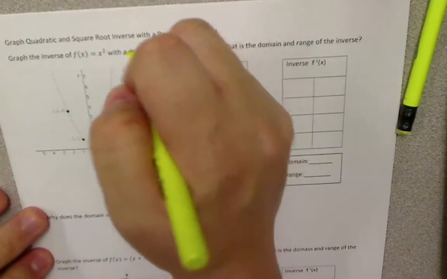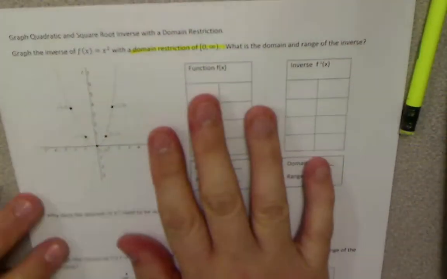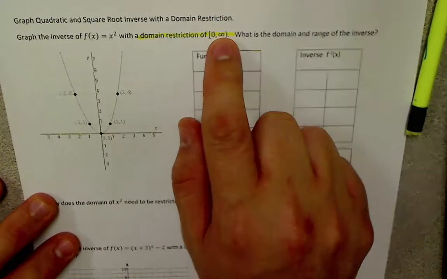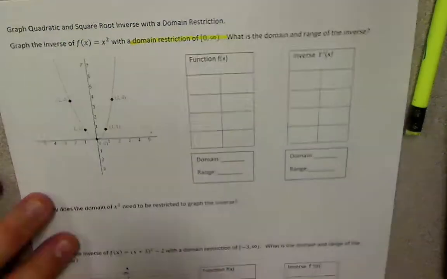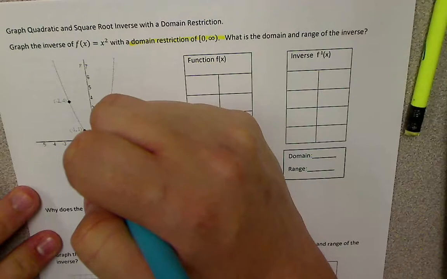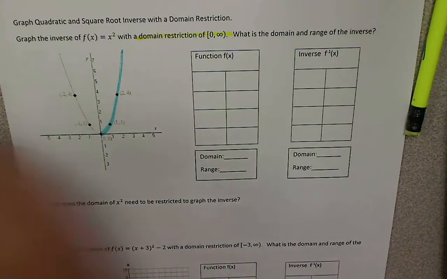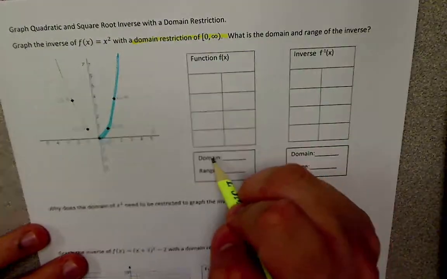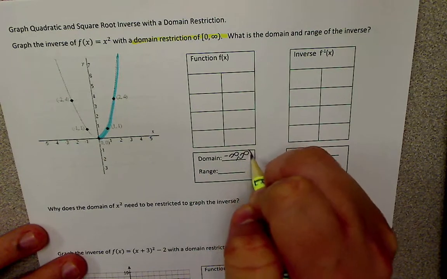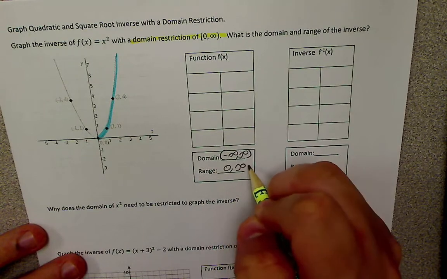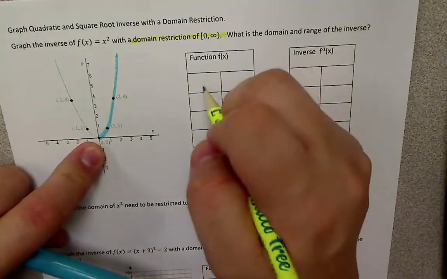All right, so now square roots. This one's a little different because this one requires you to be able to do what we call a domain restriction. And that basically means that I'm not going to graph the entire thing. When you have a domain restriction of 0 to infinity, I'm only going to graph this part of the equation itself. And there is a reason for that. So the domain for this one is negative infinity to infinity. The range would be 0 to infinity. So I'm only going to graph that side right there.